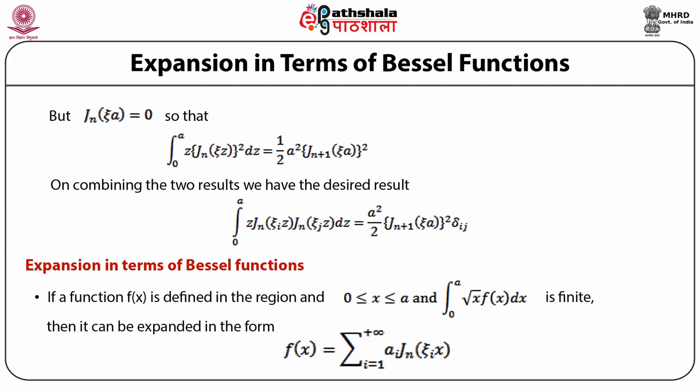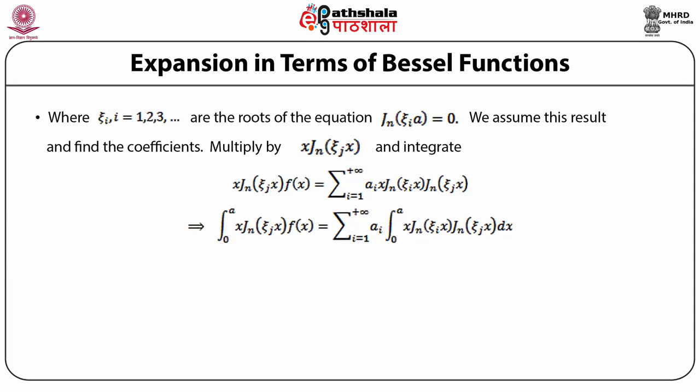If a function f(x) is defined in the region where x lies within the limits 0 to a, and the integral over x over the definite limit 0 to a of square root of x into f(x) is finite, then it can be expanded in the form f of x is equal to summation over i going from 1 to infinity ai into Jn of ξi x, where ξi, going from 1, 2, 3 and so on, are the roots of the equation Jn of ξi a is equal to 0. We assume this result and find the coefficients.